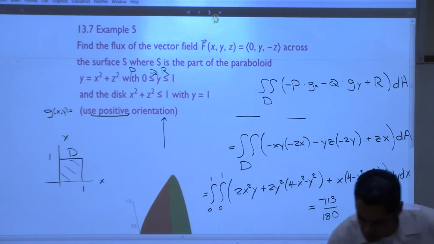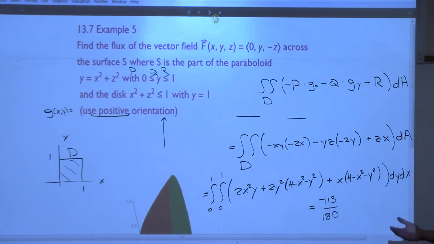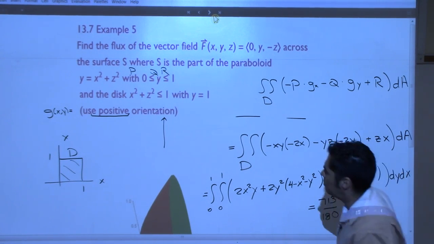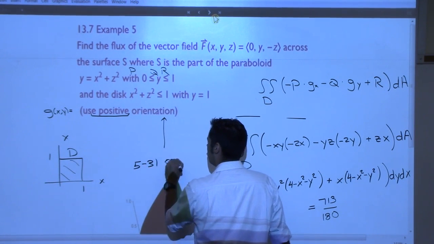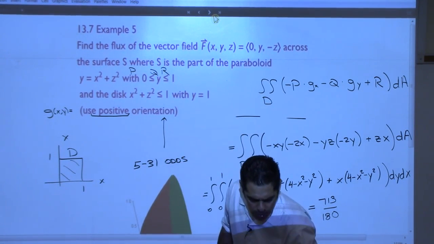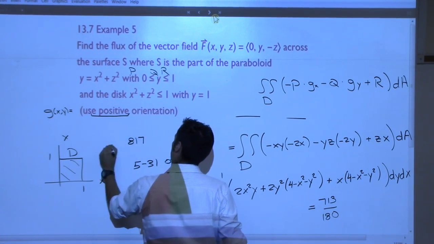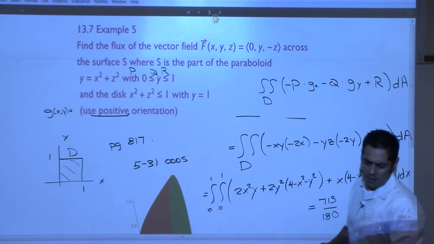Here's what I'd like for you to do for homework for this. I pretty much have presented all the ideas. I haven't done enough examples yet. I will do these 2 examples when we start class next time. But I'm asking for homework that you look at problems 5 through 31, odds. This is off of page 817. Now that's a lot of problems right there.